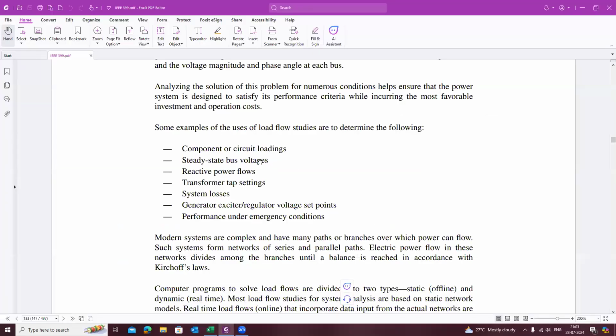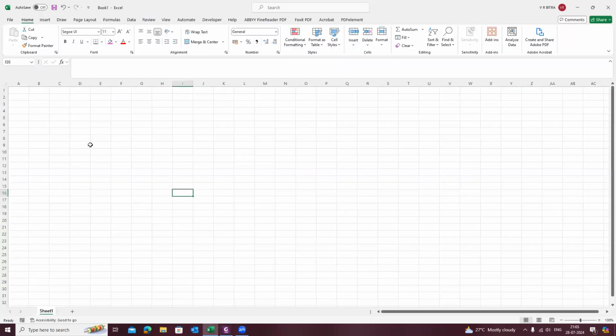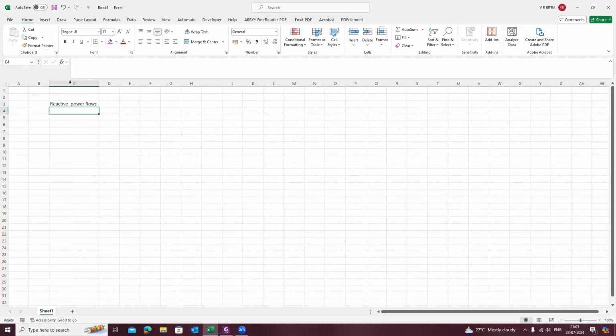Right. So the very first purpose of conducting the load flow studies is to determine the component or circuit loading, which we will call equipment loading. Second is to find out the steady state bus voltages, magnitude and bus voltage angle. Then, the third purpose of conducting the load flow study is to find out the reactive power flows. Unfortunately, yesterday's file has been deleted. I will try to note down the points we discussed yesterday and share them with you all.